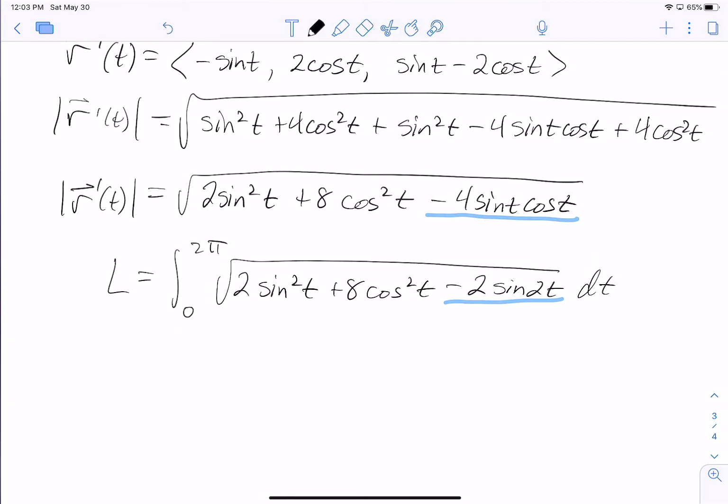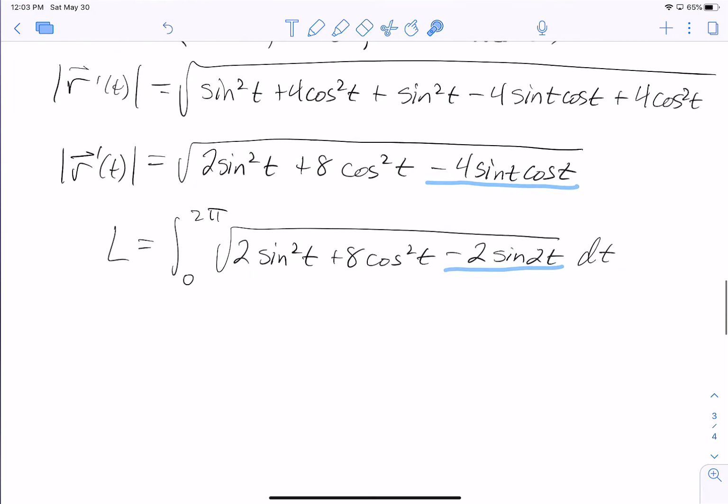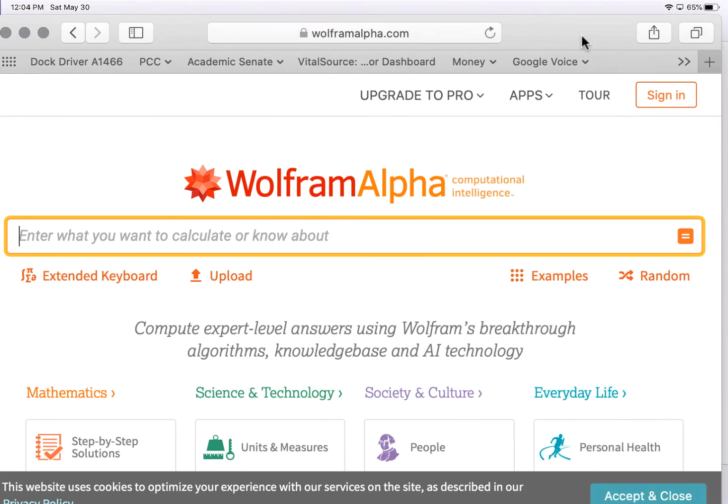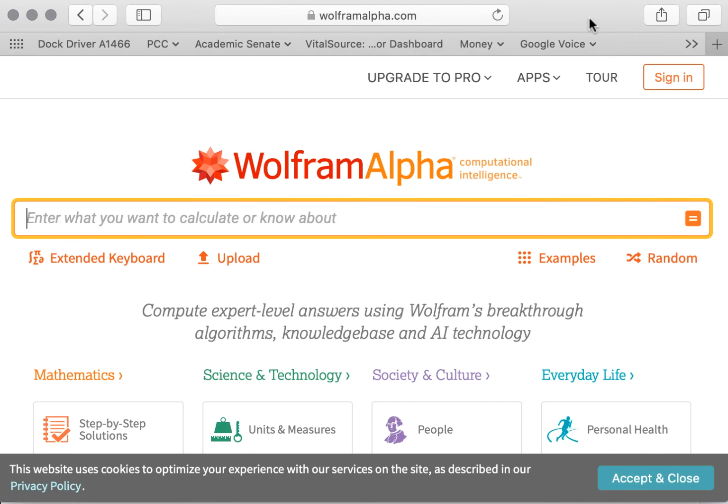And as you can see, the square root of 2 sine squared of t and 8 cosine squared of t with a negative 2 sine of 2t is not something we can easily integrate. And I'm pretty sure the author intended that we would use some sort of computer algebra system. Some folks have graphing calculators that will do the work for them. Great. I'm going to show you how to use something called wolframalpha.com.